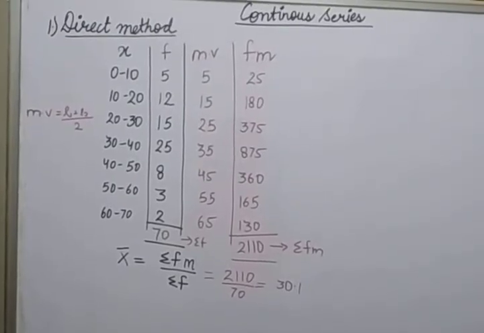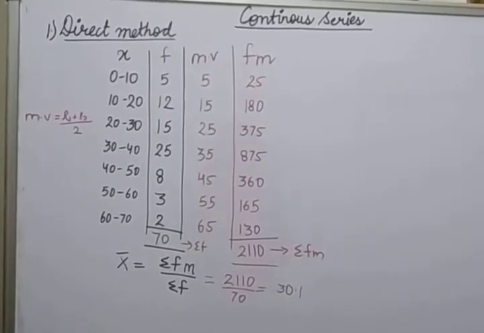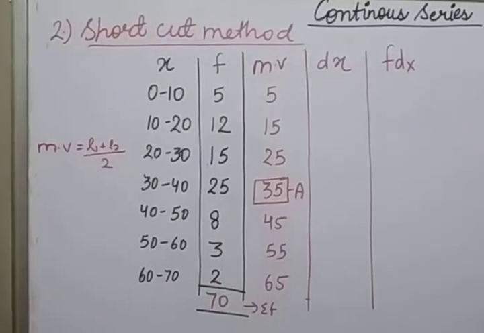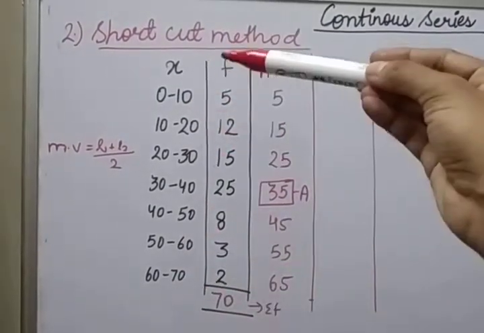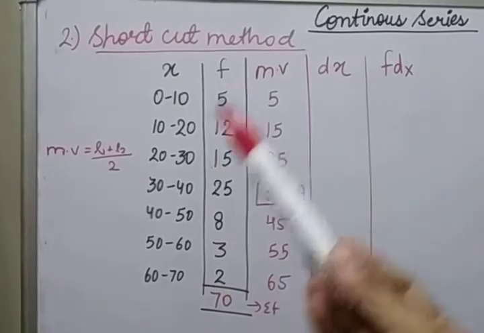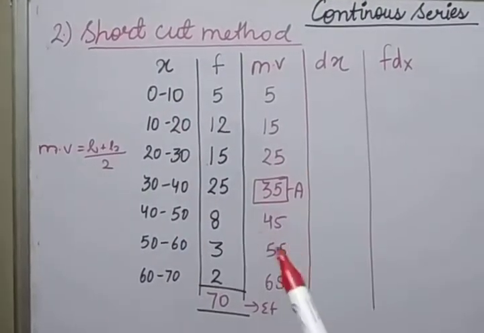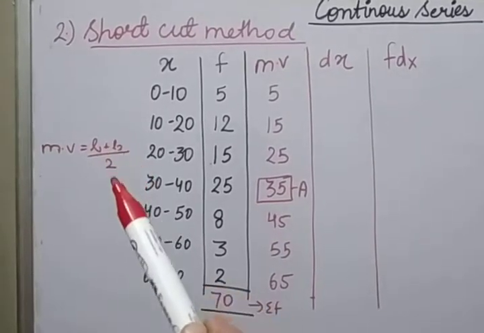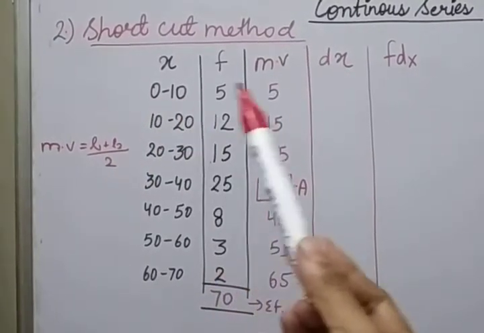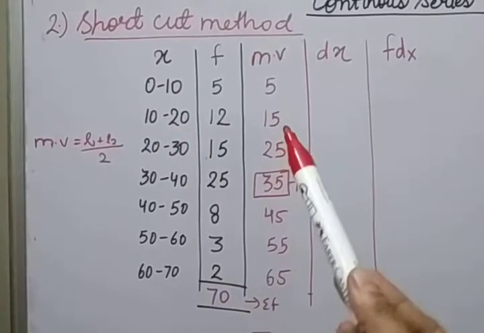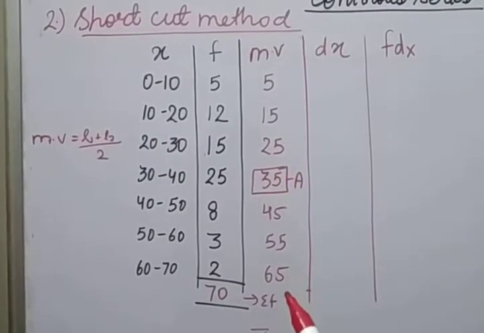Now the same question we are going to solve with the shortcut method. X is given to us in the question and frequencies are given. The first step, again, is to convert the class interval into the mid value. Mid value is L1 plus L2 upon 2. 0 plus 10 divided by 2 equals 5. 10 plus 20 divided by 2 equals 15. In this way we will get the mid values.